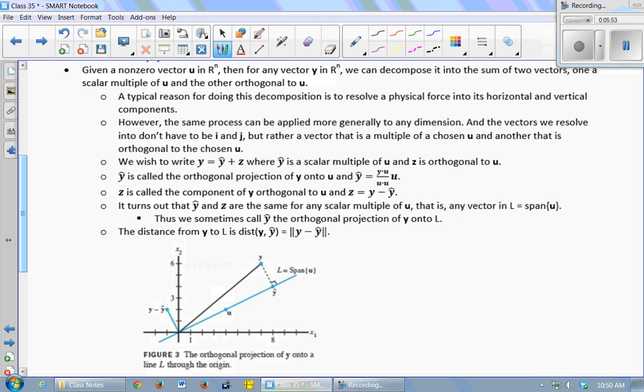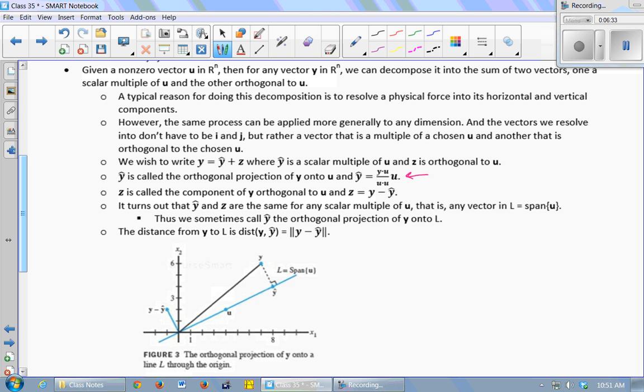So our goal is to decompose y into y hat plus z. y hat is going to be a scalar multiple of u, and z is the vector that's orthogonal to u. y hat is called the orthogonal projection of y onto u, and you compute it using this formula. There's a very brief proof of where that formula comes from in your text. I won't go through it, but feel free to read it. It's not difficult. And z, from this y equals y hat plus z, is called the component of y orthogonal to u.